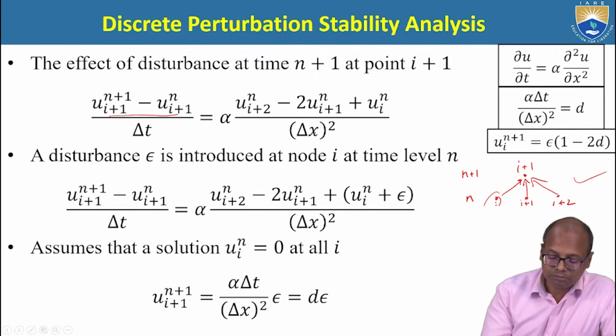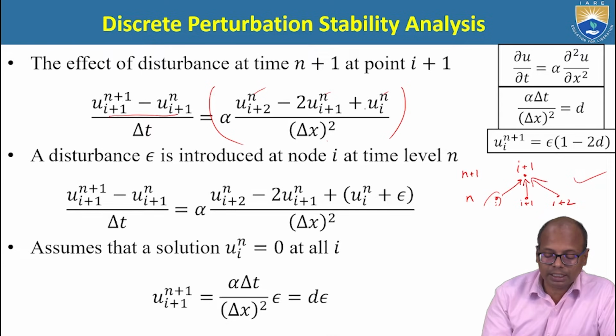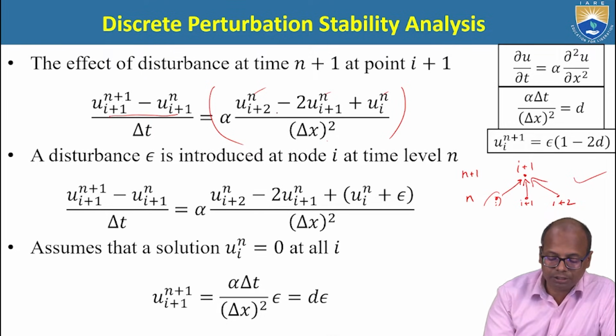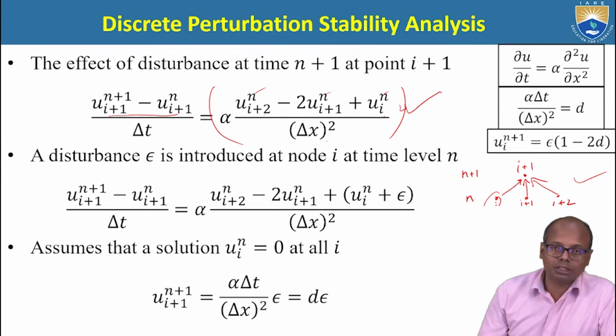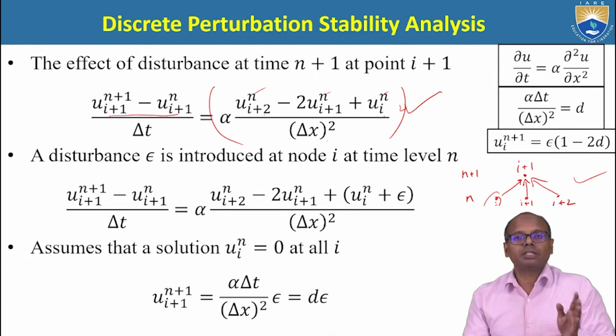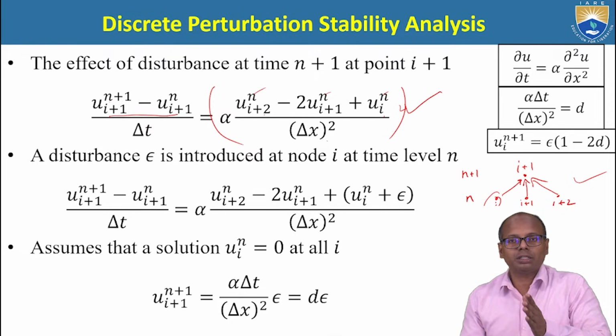And in this term we are concentrating on space, and time is constant. So in space we are discretizing with a central difference. The central difference is: this is I plus 1, one before is I plus 2, one after is I. So we'll get this kind of equation if I use the FTCS for the I plus 1th node.